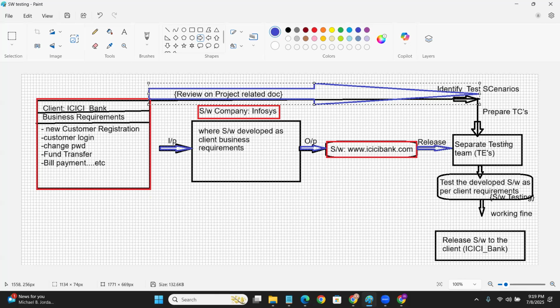Then the separate testing team, as per this information, tests the developed software as per the client requirements. As per the client requirements, we go for testing.